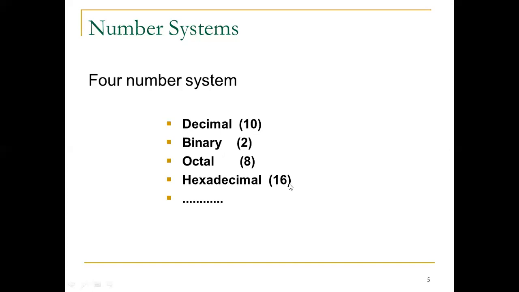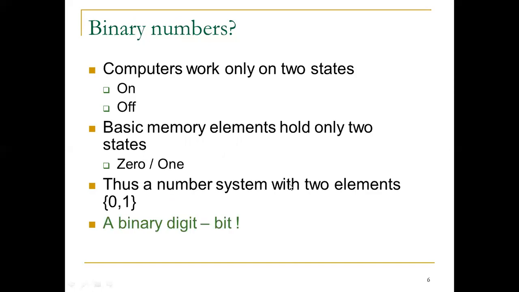Now we will see what is meant by a binary number. The binary number system is mainly used in all computers, and it has two states, that is on and off. Basic memory elements have two states, that is 0 and 1. Thus the binary number system has two elements, 0 and 1. That's why it is a bit. A single digit is called a bit in the binary system.